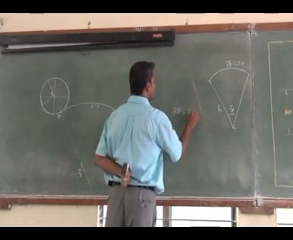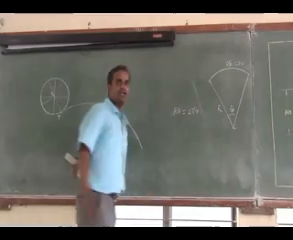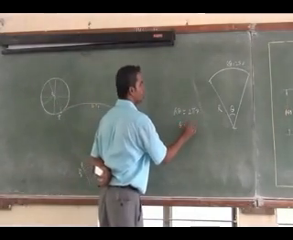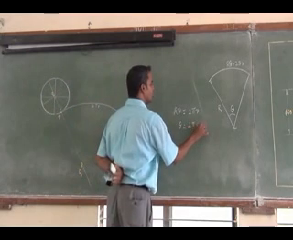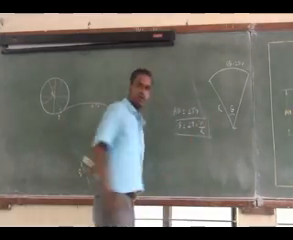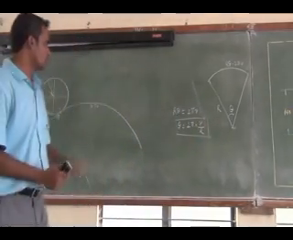Is equal to 2 pi r. Right. R theta is equal to 2 pi r. So what is theta here? 2 pi into r by R. So this is the one you have to note down. Okay. So what is the 2 pi?